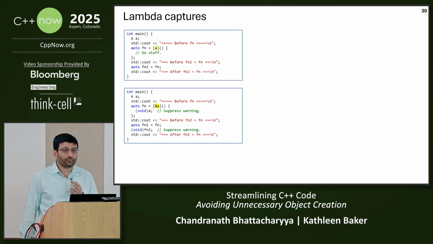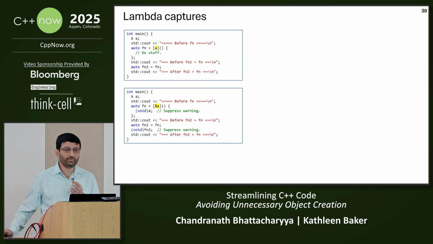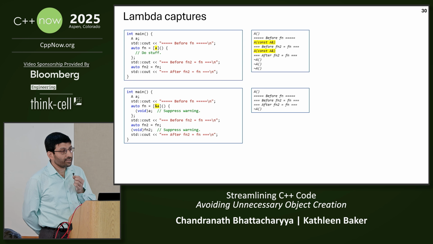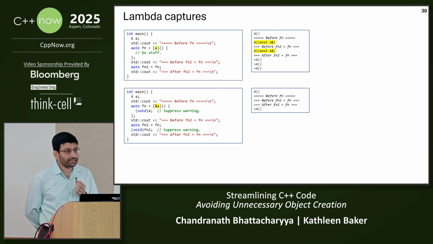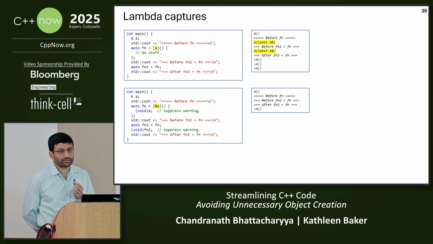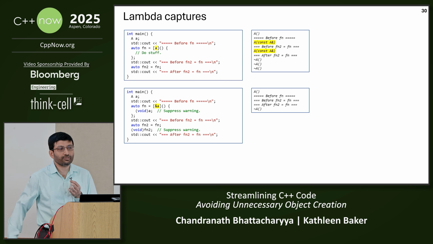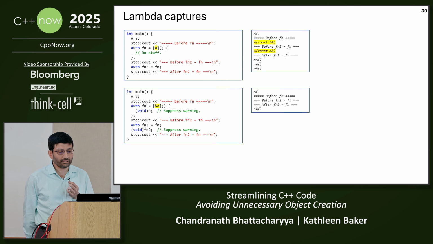Here's a very similar piece of code. Only difference, instead of capturing by value, we are capturing by reference. Let's look at the output. So as you can see, when we are capturing by value, we are getting copies. So the moment the lambda is created, the capture is taken as a copy. So that's why you see the first copy constructor firing. And then when the lambda is copied, the captured object inside it is also copied, which is why you see the second copy constructor firing.